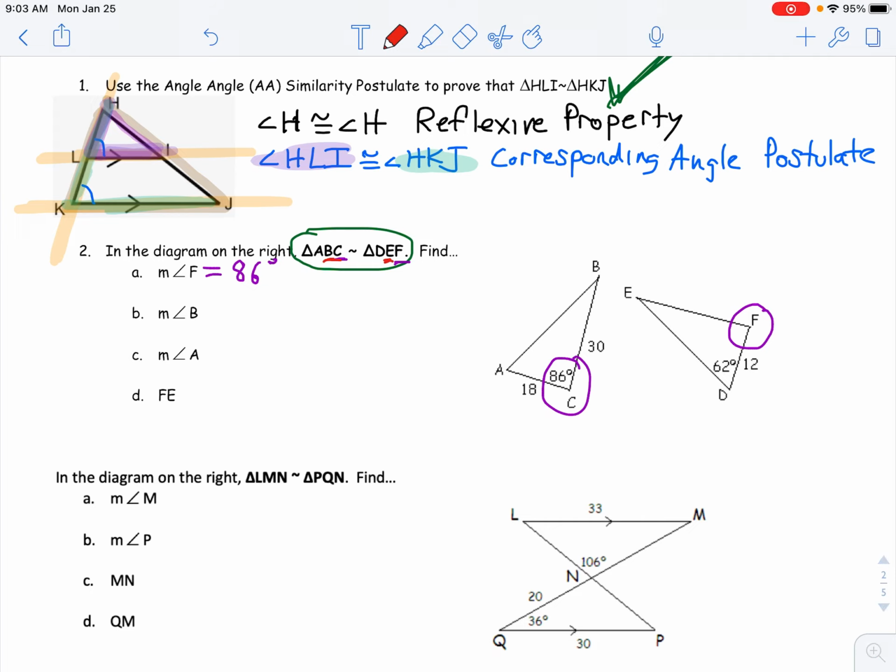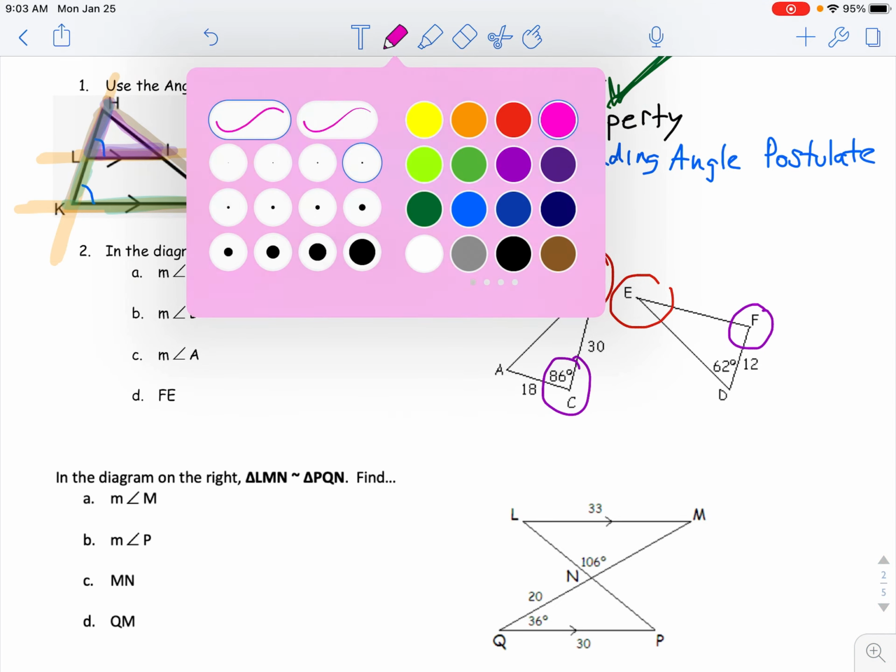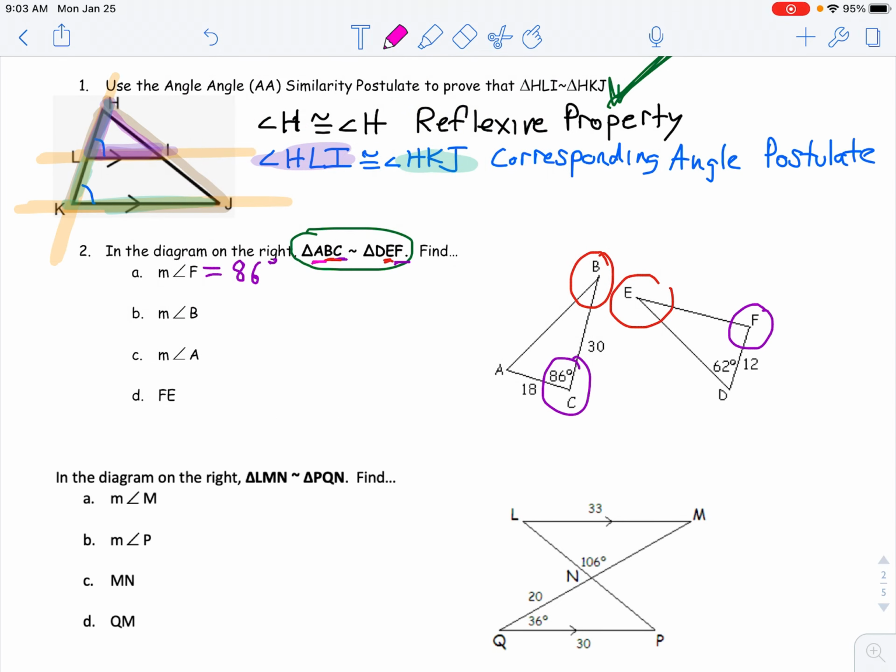Next, it says I need to find B. B corresponds to E. We don't know either of those. I'm going to pause on that just for a second. Technically, we can already do it, but in the process, we'd be finding angle A anyways. Angle A corresponds to angle D. Angle D is 62 degrees, so boom, 62.